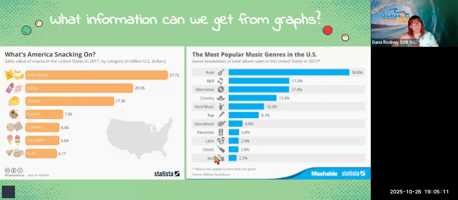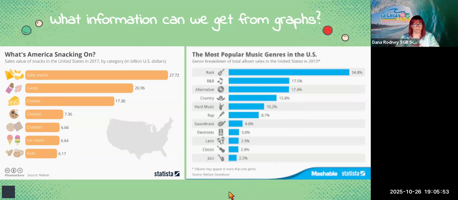So I want you to be thinking about what kinds of things we can get from graphs. We can look at a graph and its name, and the name tells us information about what the graph is about. So what's America snacking on in this first graph, or the most popular music genres in the second graph. They even include years, 2017 or 2013. These bar graphs tell us what most Americans, at least the ones polled, were snacking on, or what they thought was the most popular genre during those time frames. So you can use graphs to get lots of important information for yourself.